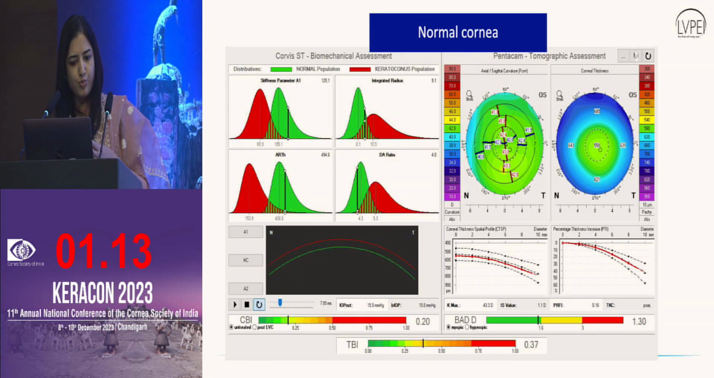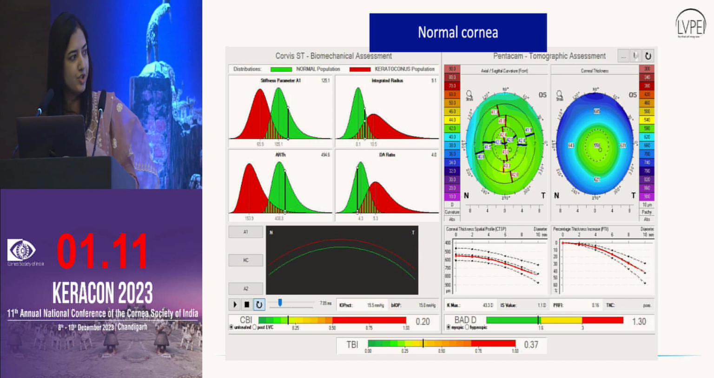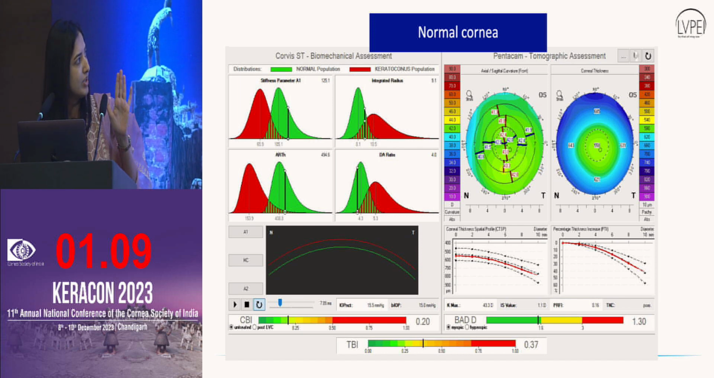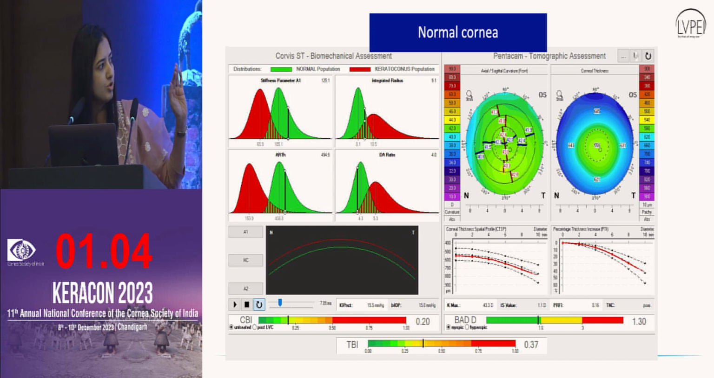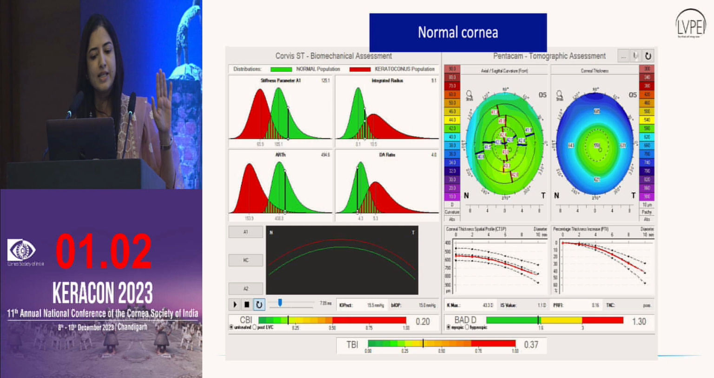For example, this was the map which I showed earlier as well, where the patient's parameters are within the normal range, the CBI is in the green range, the TBI is also fairly in the middle. So this would be a case where we would say that this is normal.